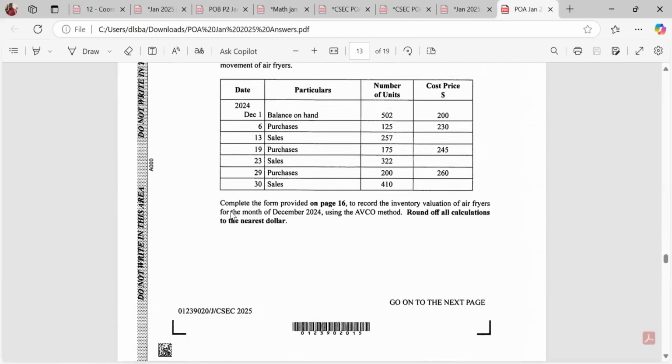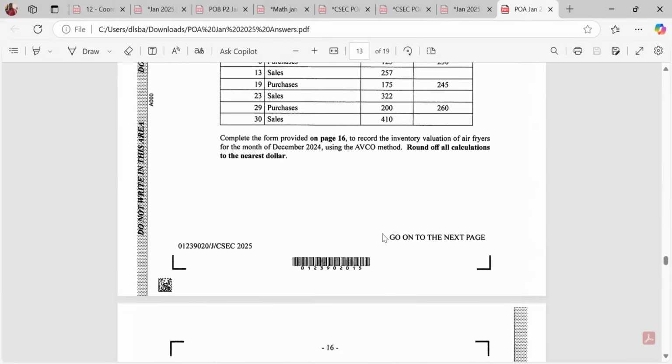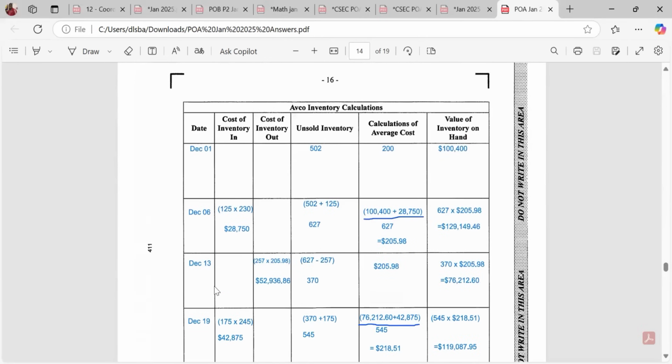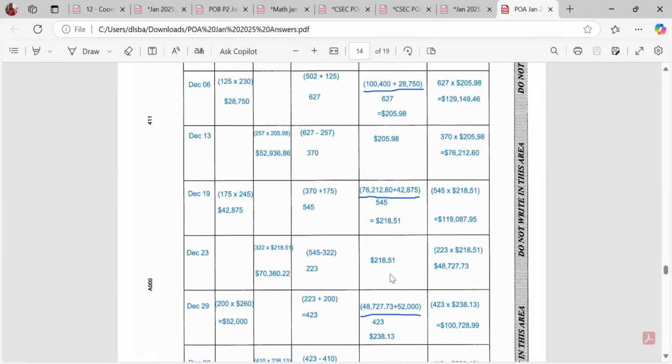Right? On the 13th, you sold 257 units. Those goods are going out, so you record it under out. The cost would be 257 multiplied by the average cost that you just calculated, and that's how we got this figure. The new unsold inventory would be the 627 minus the inventory you just sold. That's how we get 370. The average cost doesn't change. The value of your inventory is now the 370 multiplied by your average cost. See what I mean when I say take long, right? This question will take long.